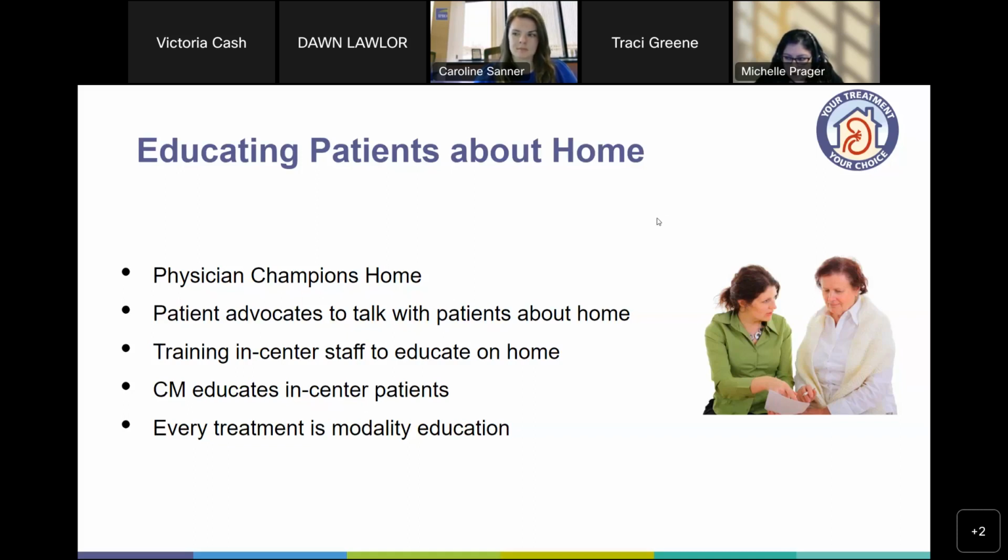Our in-center staff, we do education with them about educating the patients on a home modality. We have home therapy ambassadors, which is at least one of the in-center staff members in each clinic who really guides a lot of that education with the in-center patients. The CMs do the education of the in-center patients. We also have a weekly CM call for the in-center managers, but I also get invited so we can discuss any patient that possibly would be a candidate for home. And again, every treatment, we do modality education on that treatment. We also do, you can go to the next slide.